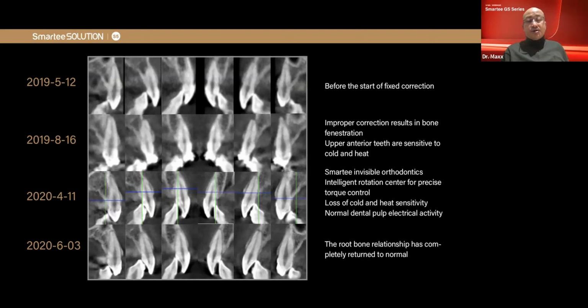So only Smartee S5 can help us to get the teeth back, to get the bone back, and to get the dental pulps back. The pulps are all active, are all alive. We do not need any root canal treatment. No root canal treatment. They are alive.